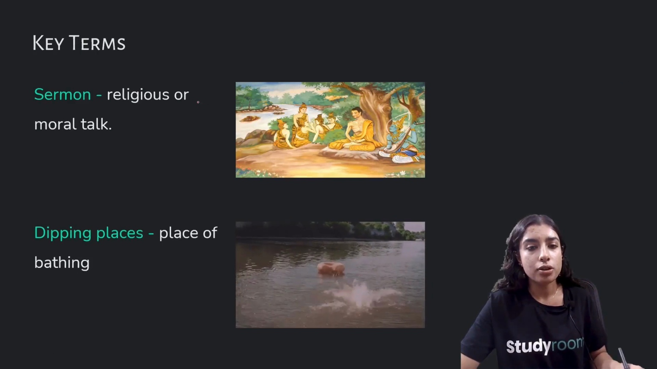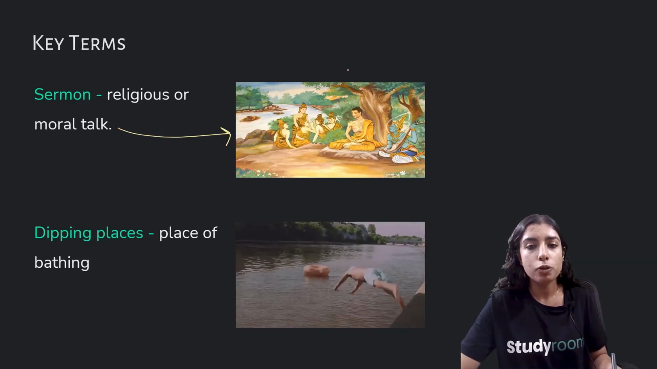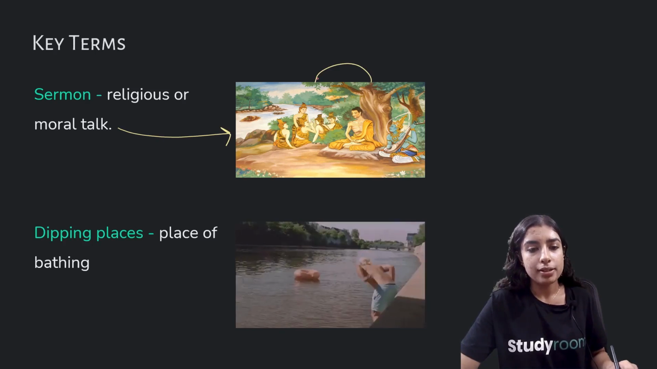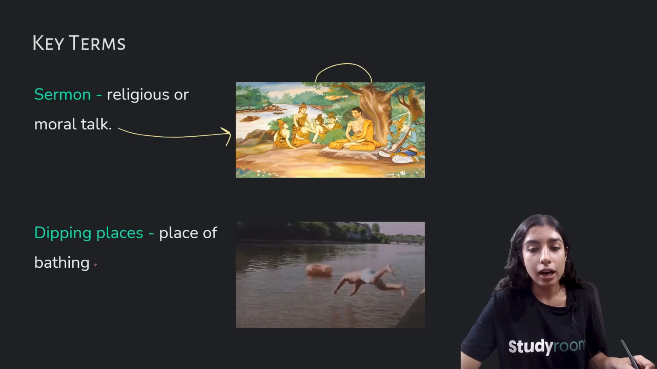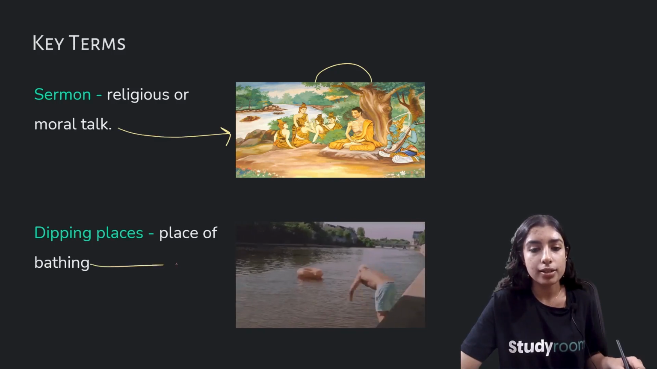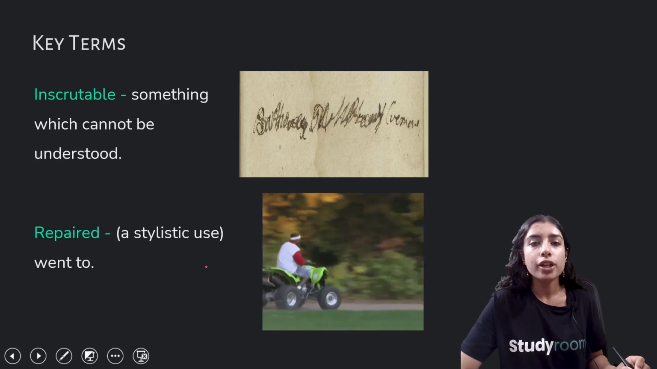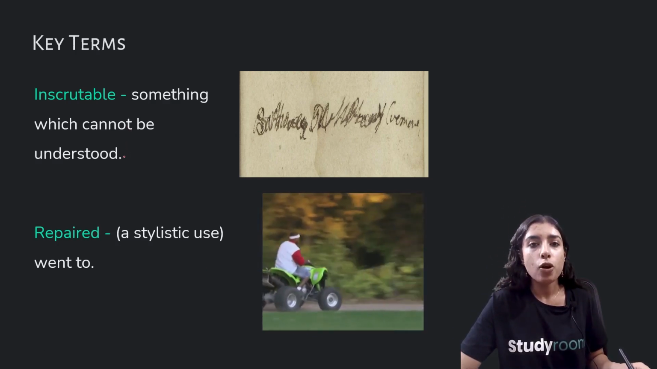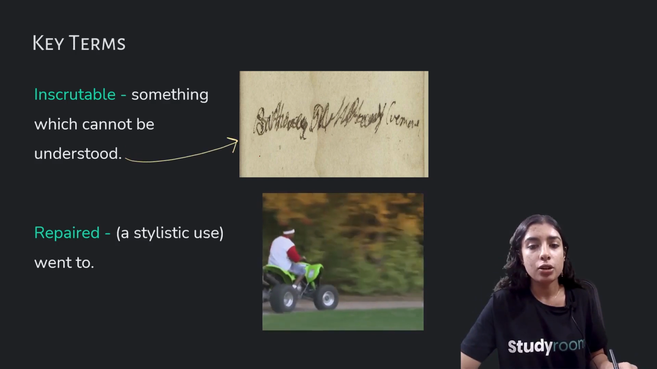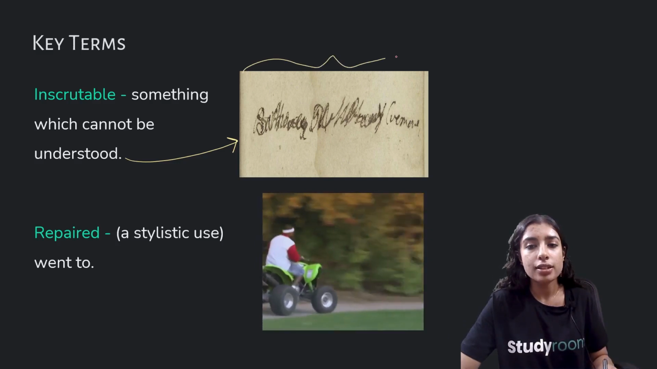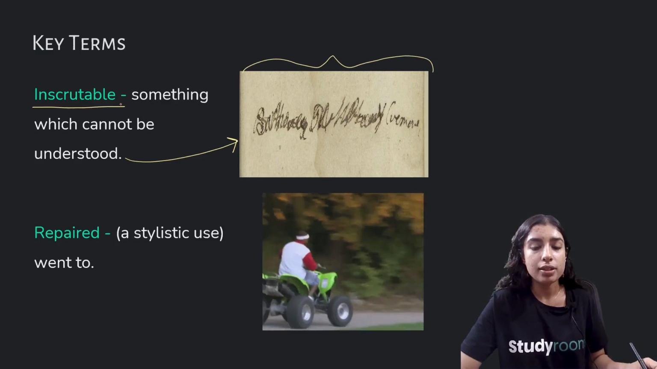Sermon, religious or moral talk. You can see that this is how Buddha has given a religious or a moral talk to a group of people. Dipping places, there are places of bathing. You can see that this is what a particular form of ghat, that is a shore, looks like in a religious place where people come to take a holy dip. Inscrutable is something which cannot be understood. So, it can be a form of knowledge or a piece of writing that cannot be understood. You can look at this illustration and know that whatever is written over here is not understandable. Therefore, it is inscrutable. Repaired is a stylistic use which means went to.